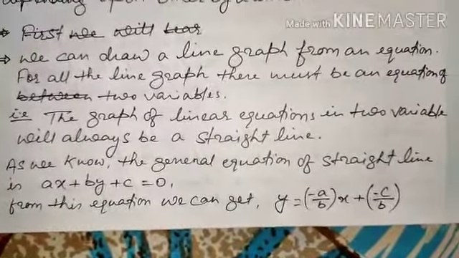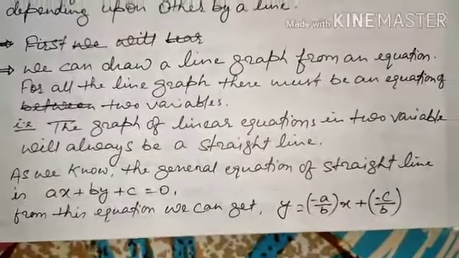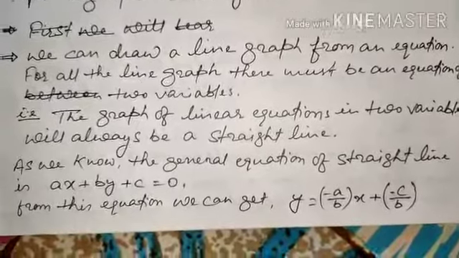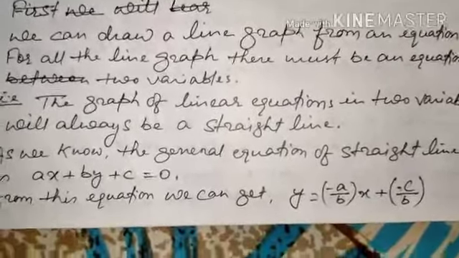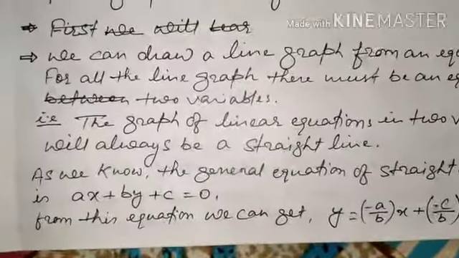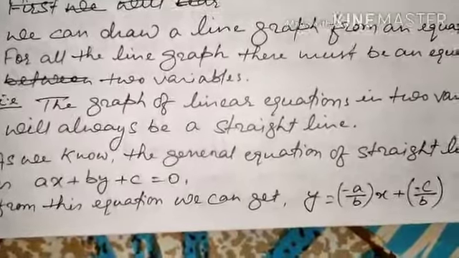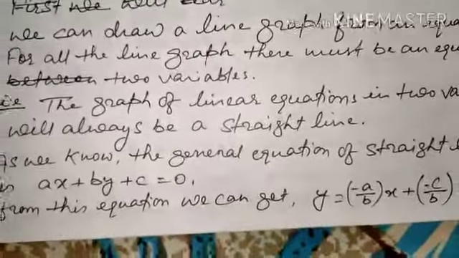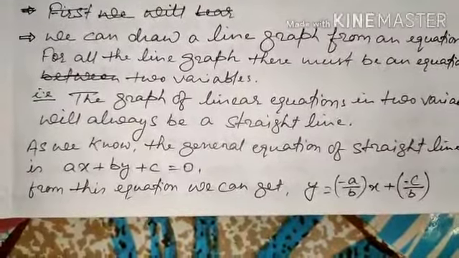Now, the graph of a linear equation in two variables will always be a straight line. As we know, the general equation of a straight line is ax plus by plus c is equal to 0. Linear equations in one variable you study in class 8, but here I am discussing linear equations in two variables. That is out of your syllabus, but still I am discussing it. It's a very simple thing.